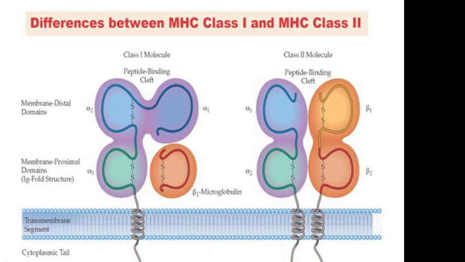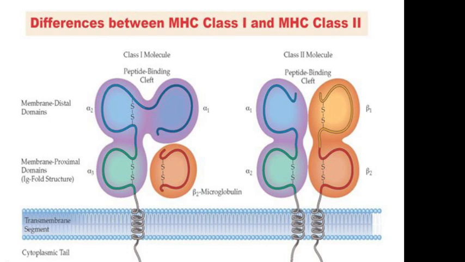So, as we see, the class 1 MHC has three parts as a whole. One part lies outside the membrane. One portion is called the transmembrane segment, and another, present towards the cytosolic side of the membrane, is called the cytosolic tail. The transmembrane segment of the class 1 MHC remains embedded within the plasma membrane of the respective cell, whereas the cytoplasmic tail remains projected towards the cytoplasm.